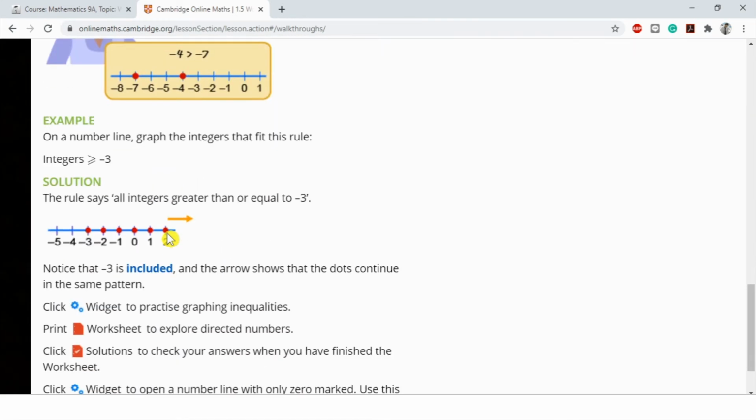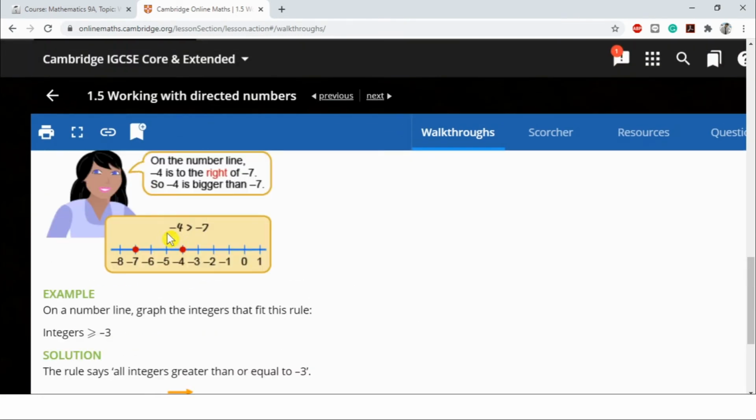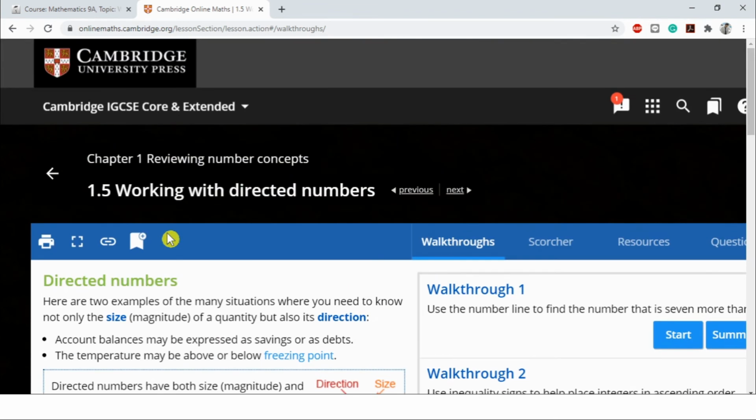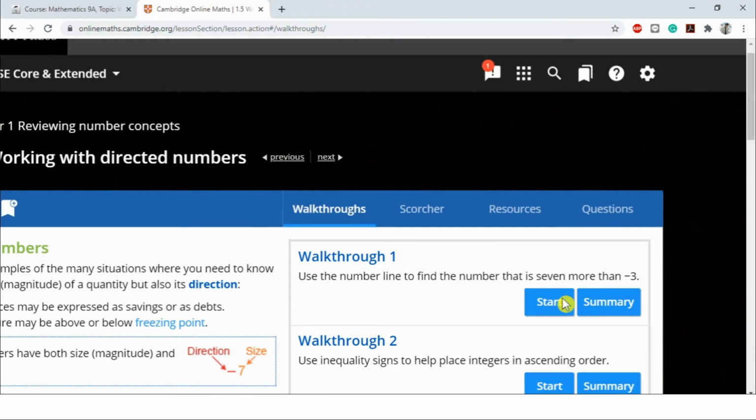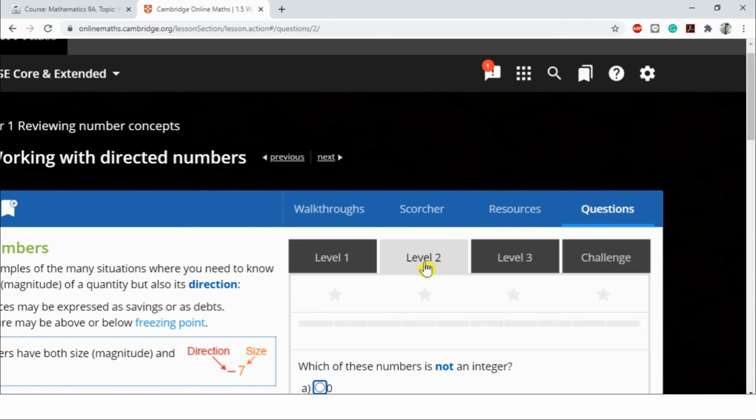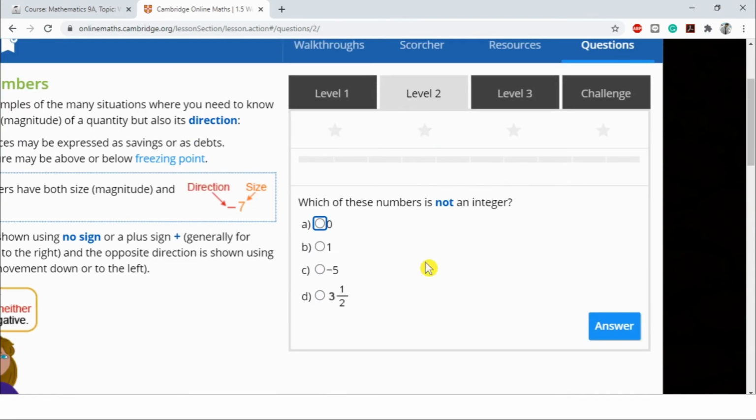Alright, so maybe we can see the questions. We start with level 2 maybe. Alright, the first question: which of these numbers is not an integer?